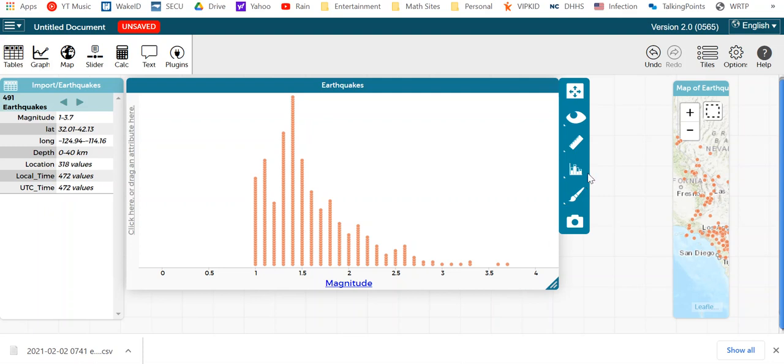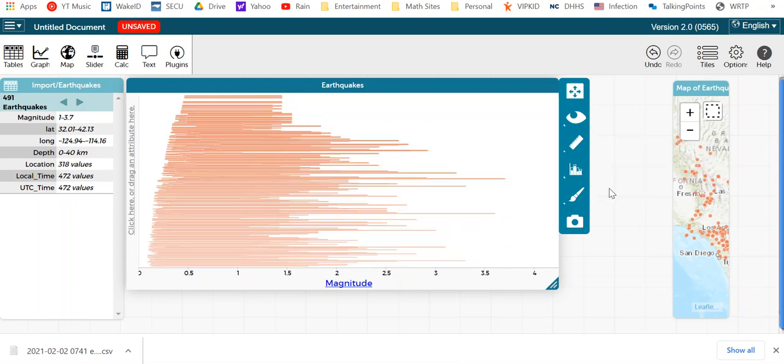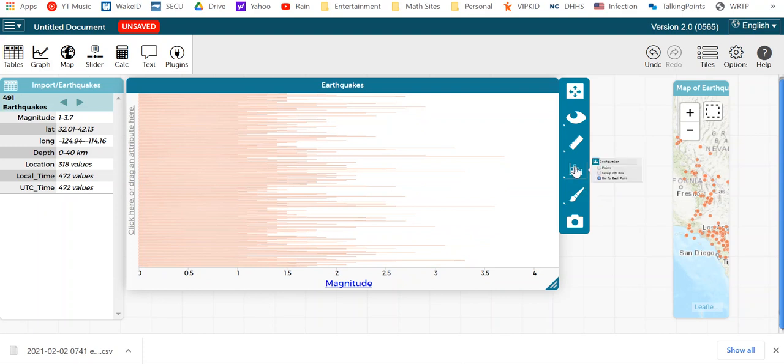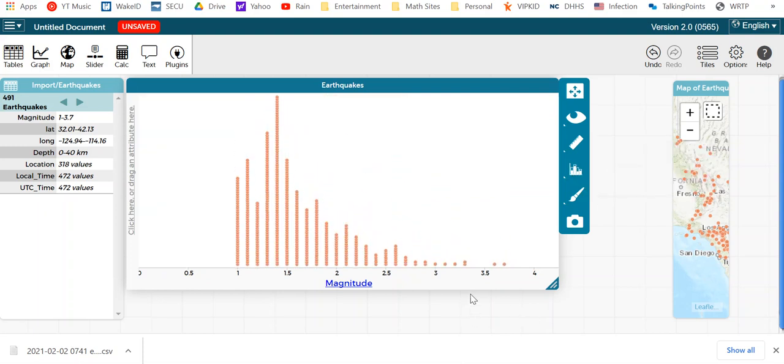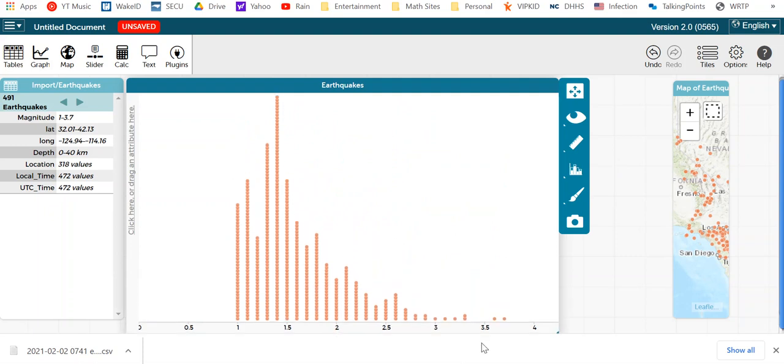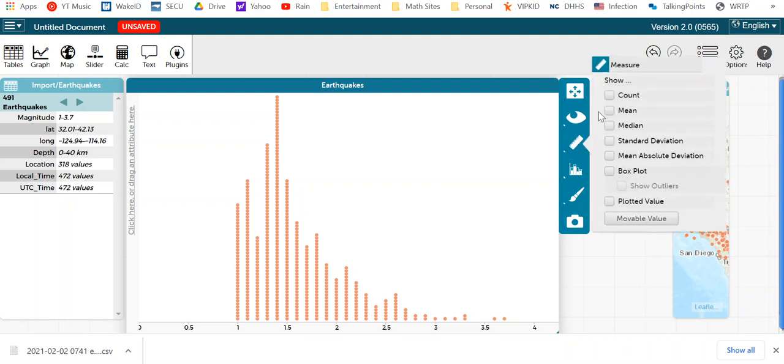So I think I'm going to. No, I don't want to do a bar for each point because it's going to do that, and I don't want it to do that. So let's go back to points. And maybe if I stretch it further this way, it'll be a little bit more reasonable. Now, I wonder if I do count. No, it's just going to do all 491 counted together.